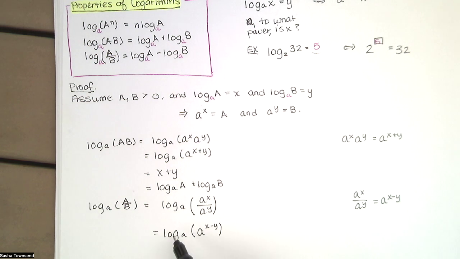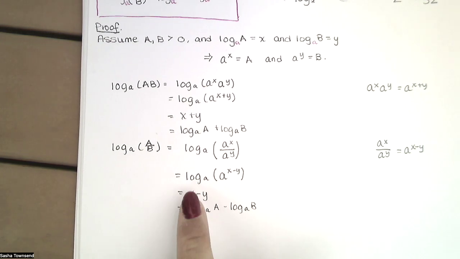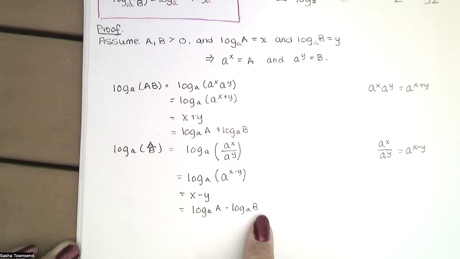And then you say to yourself, okay, a to what power gives us a to the x minus y? Well, obviously the x minus y power. And then you say, well, what was x? X was log base a of A. You say, well, what was y? Y was log base a of B. So the log of a quotient is the log of the numerator minus the log of the denominator. And that's because of this property.